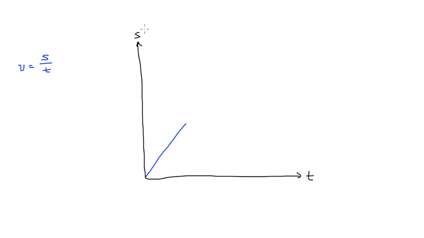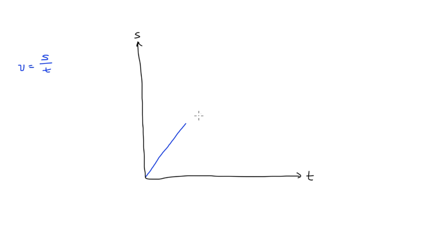So wait a second, we have displacement on the y-axis and time on the x-axis. That means that the slope is the rise over the run, which is displacement over time. So that means that the slope must be equal to velocity because it is the displacement over time.